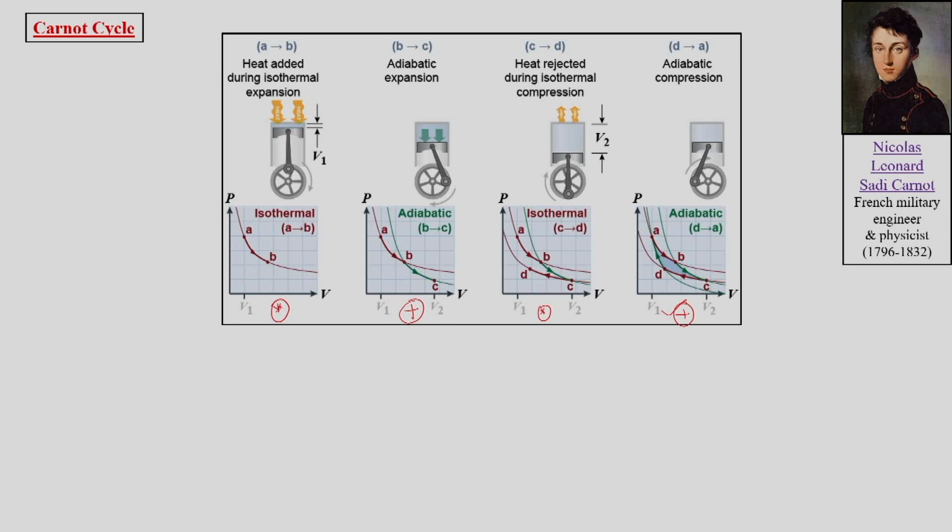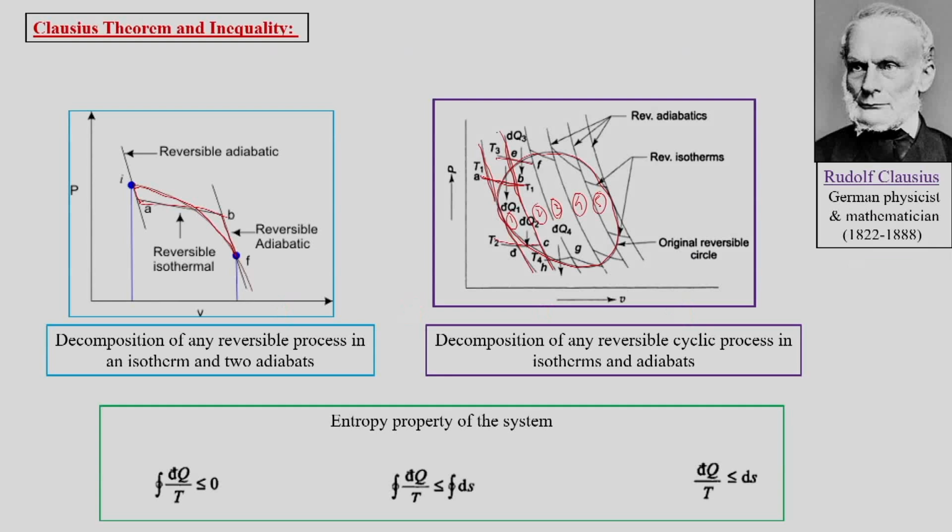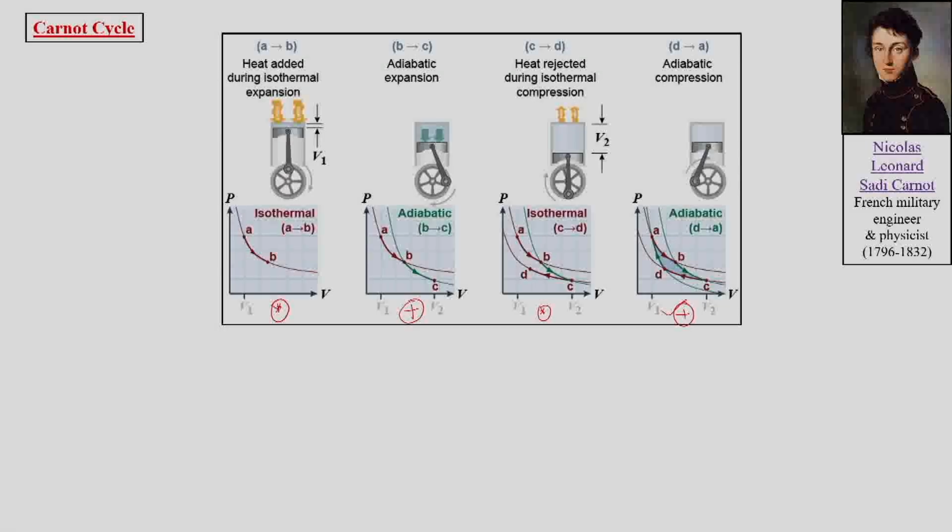Going back, we have said that any cyclic process gets decomposed into 2 sets of isothermal processes and 2 sets of adiabatic processes. So basically here we mean that any cyclic process gets decomposed into multiple Carnot cycles. This is what we meant in this diagram.